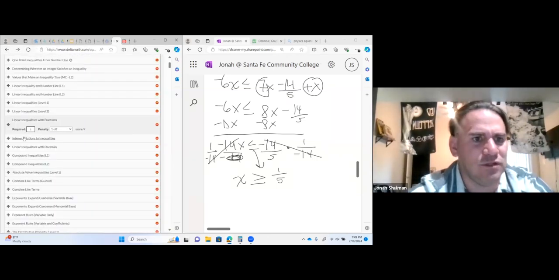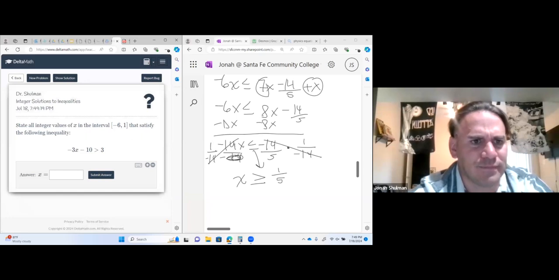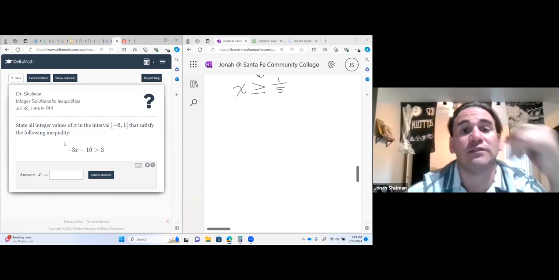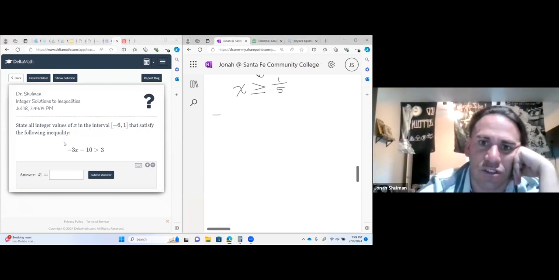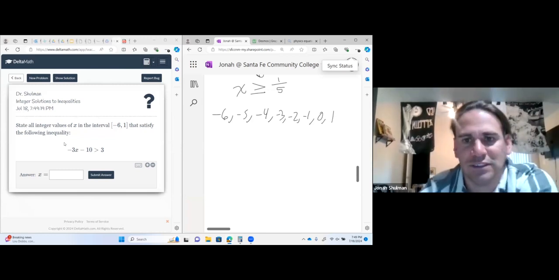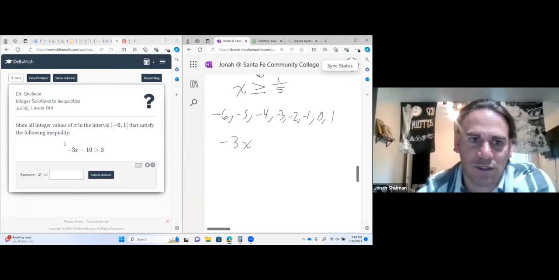All right, so let's do another one. State all integer values of x in the interval -6, 1 that would satisfy. So an integer, remember, they're whole numbers. So we have -6, -5, -4, -3, -2, -1, 0, and 1. Ta-da. So we just have to see which ones will make this work. I like just solving it and seeing. So I'm going to add the 10.